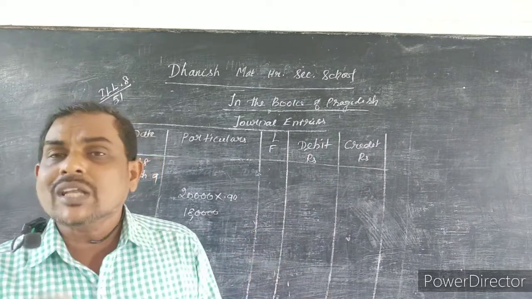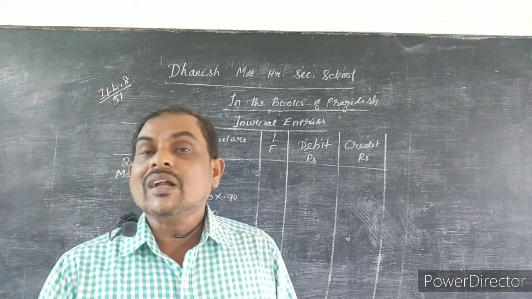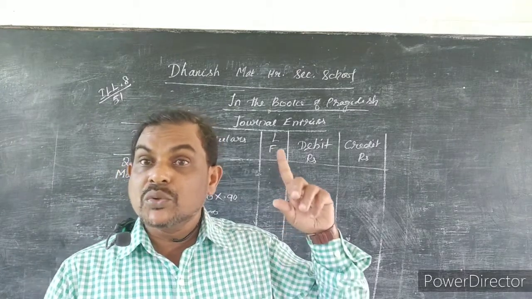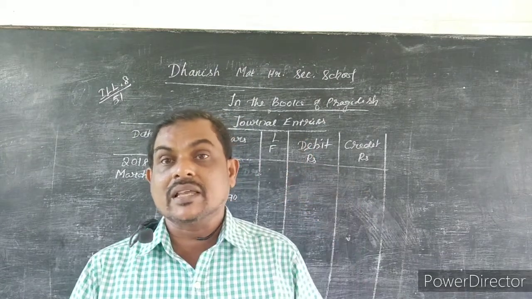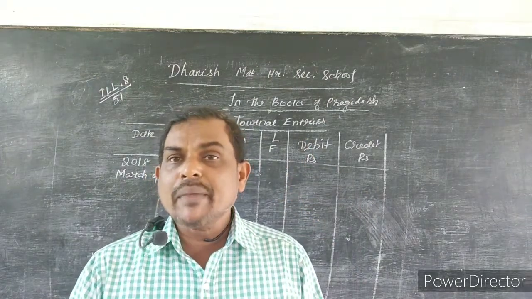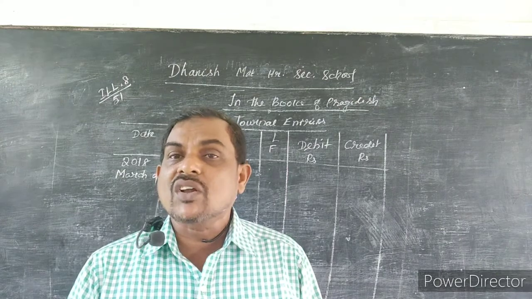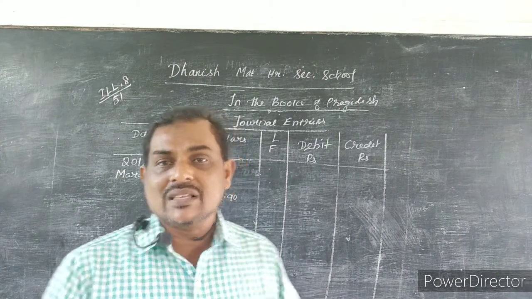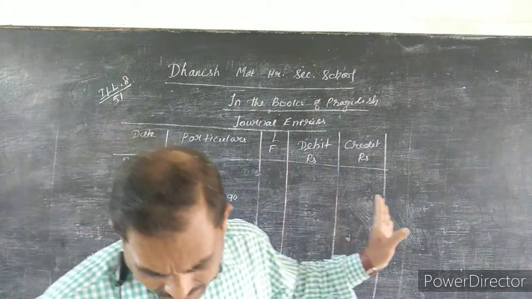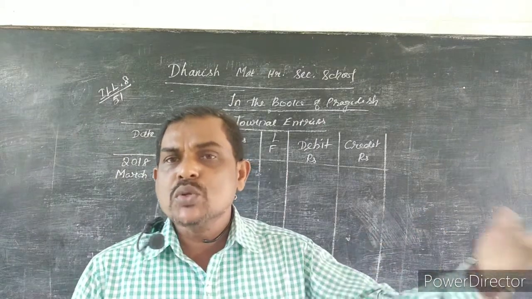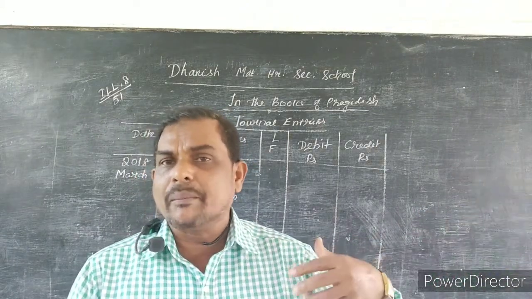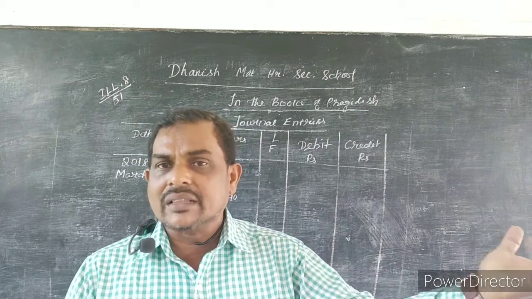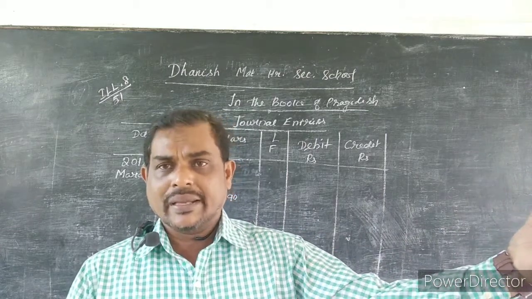So what about the 2,000? I already teased you that it is an important term in accountancy. Bad debts. What do you mean by bad debts? Debts which cannot be recovered from sundry debtors. Here L is a debtor. I sold goods to L on credit. Now he is unable to pay the money, so I am unable to get back my money.